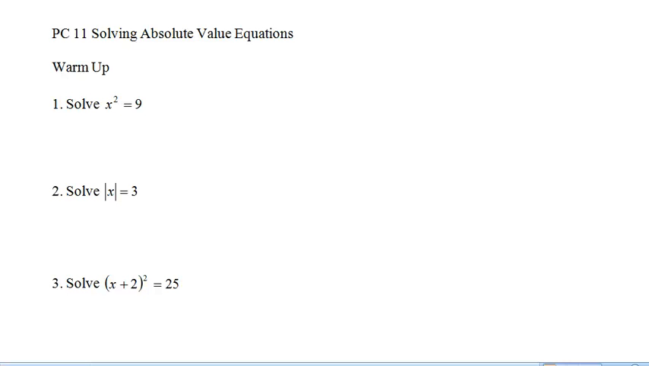Alright, this is our final lesson on absolute values. It's solving absolute value equations. And let's have a look at our first warm-up here. We've got x squared equals 9.